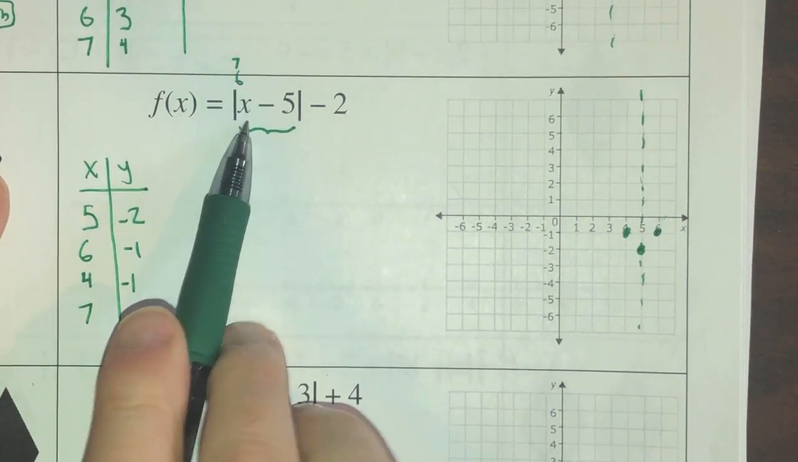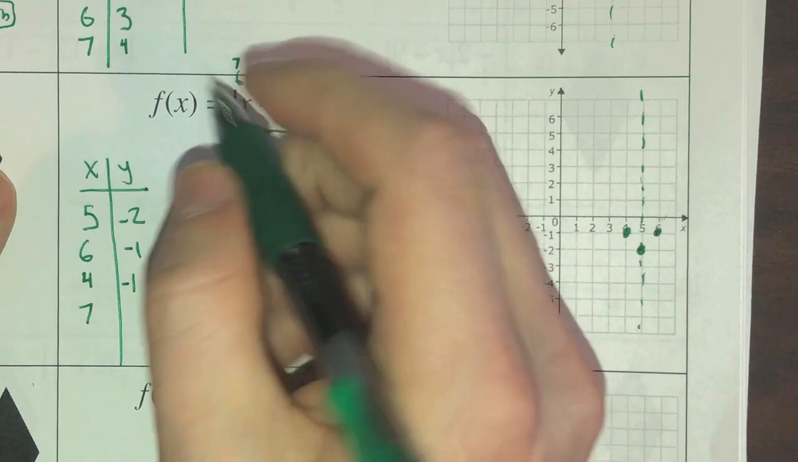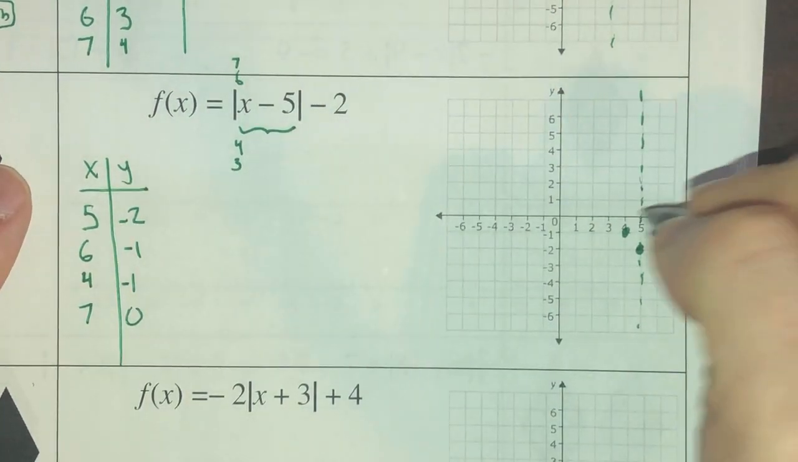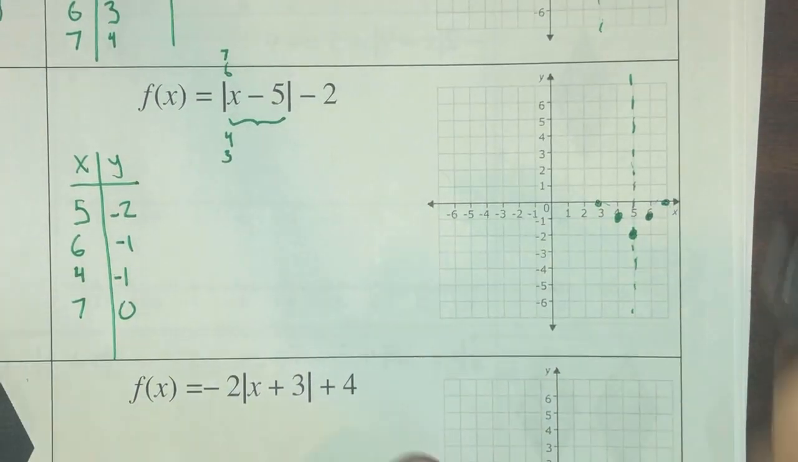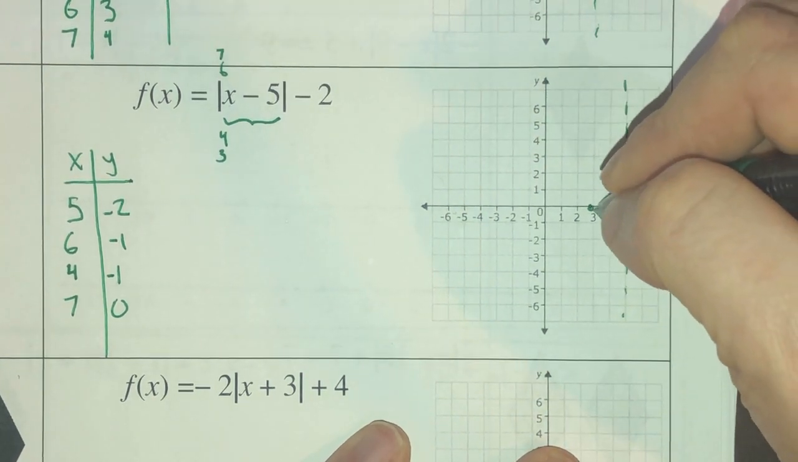7. I plug in 7. 7 minus 5 is 2. Absolute value is 2. 2 minus 2 is 0. Okay? With absolute value, we're good. I would say get at least 5 points.